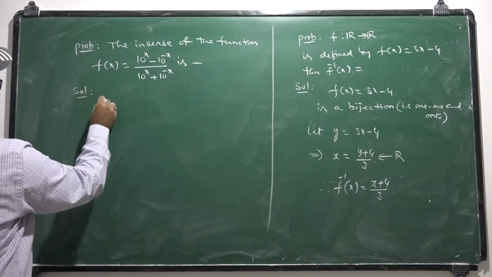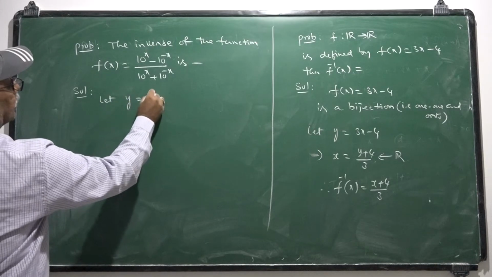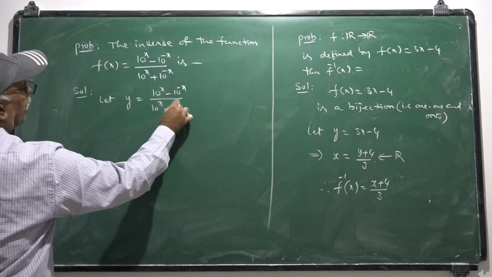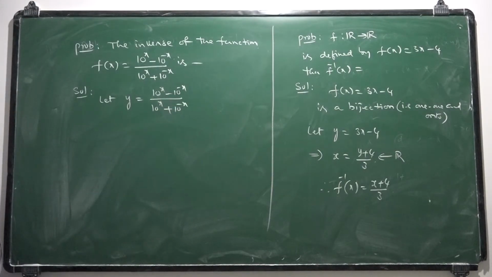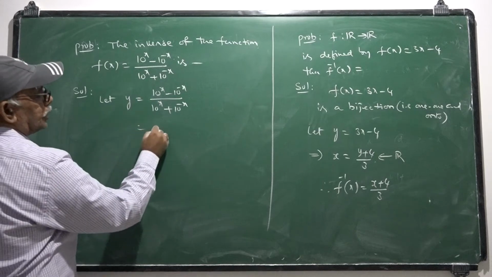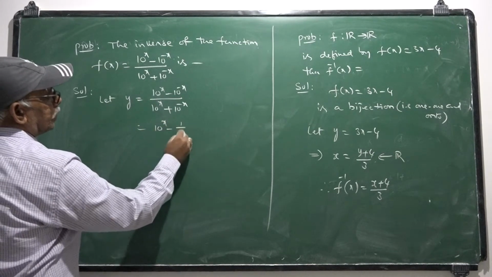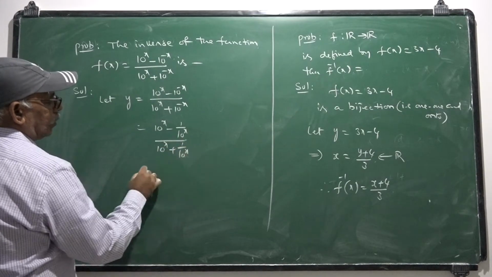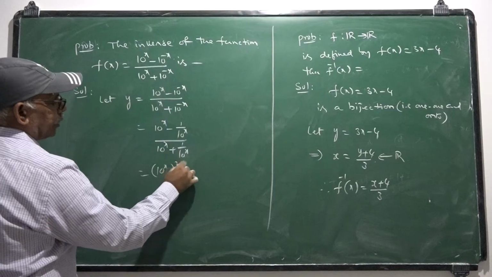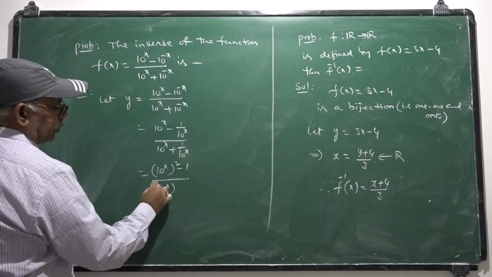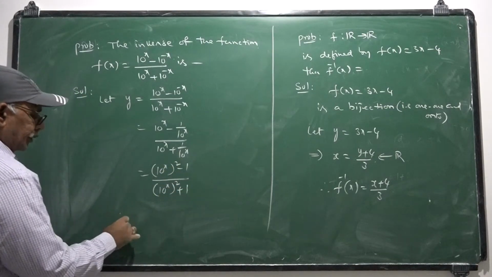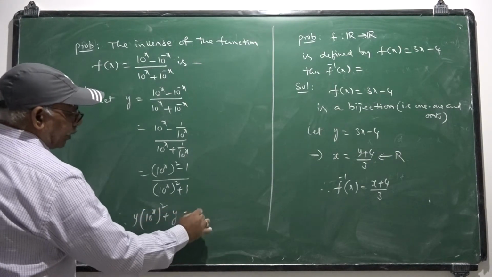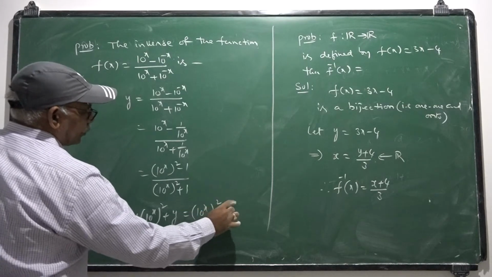To get the inverse, let us consider the function as y, that is, 10^(minus x). This is (10^x minus 1 by 10^x) by (10^x plus 1 by 10^x). Now on simplification, ((10^x) whole square minus 1) by ((10^x) whole square plus 1). So taking cross multiplication, we get (10^x) whole square minus 1.